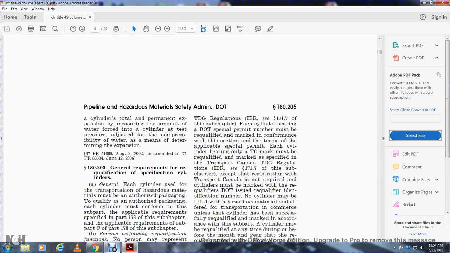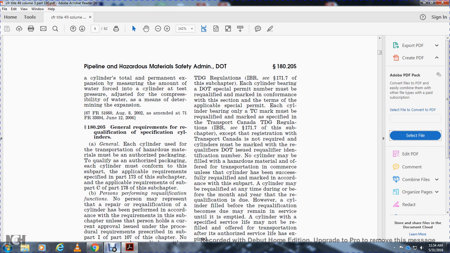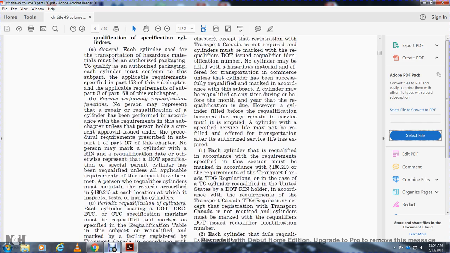180.205, General requirements for requalification of specification cylinders. Each cylinder, general use: each cylinder used for the transportation of hazardous material must be an authorized packaging. The packaging must be qualified and authorized. Each cylinder must conform to the applicable requirements specified in Part 173 of the subchapter and the applicable requirements of subchapter C of Part 178 of the subchapter.